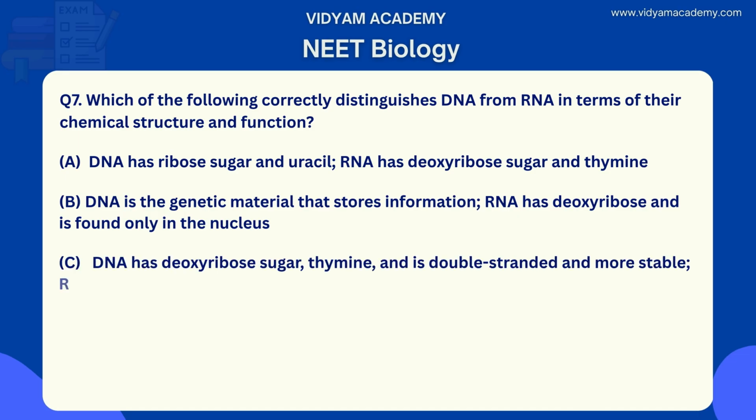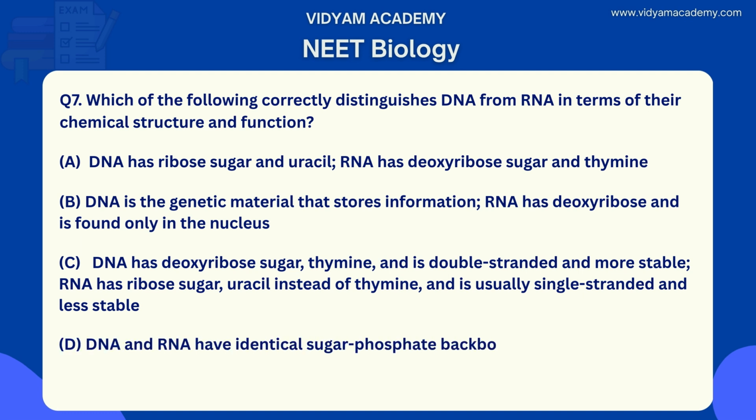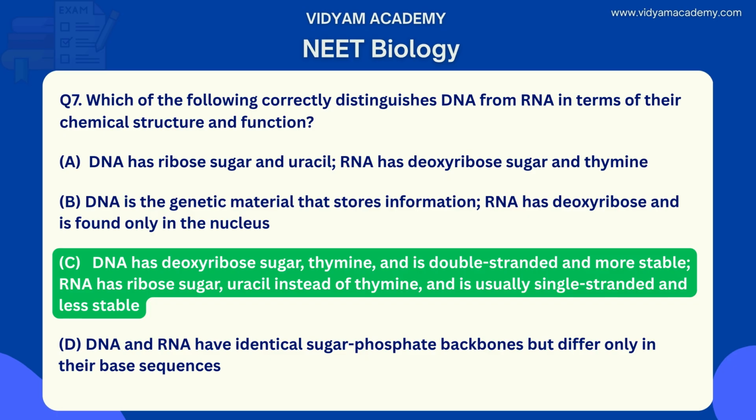Option C, DNA has deoxyribose sugar, thymine and is double stranded and more stable. RNA has ribose sugar and uracil instead of thymine and is usually single stranded and less stable. Option D, DNA and RNA have identical sugar-phosphate backbones but differ only in their base sequences. What is the right answer for this question? Could you guess the right answer? Yes, option C is the right answer for this question.